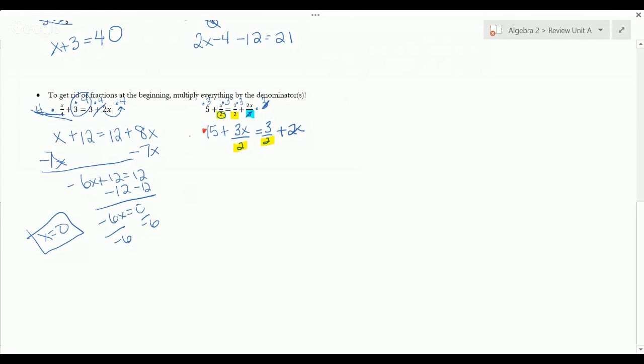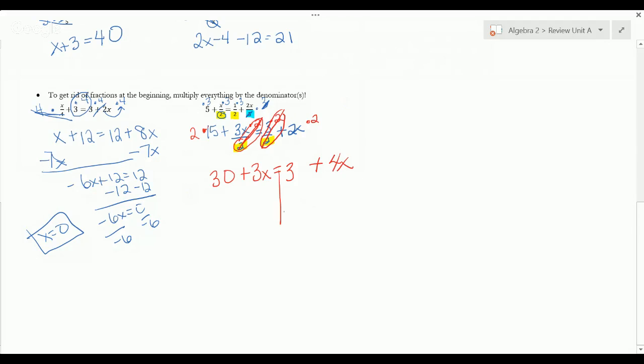So I'm going to multiply by 2. Now here, these are together that I was trying to get rid of, so they're gone. So I'm left with 30 plus 3x equals, same thing here. I could do 3 times 2 and get 6, but then I'm just going to divide by 2 and get 3 again. So it's better just to cross it off and you get 3. Plus 2x times 2 is 4x.